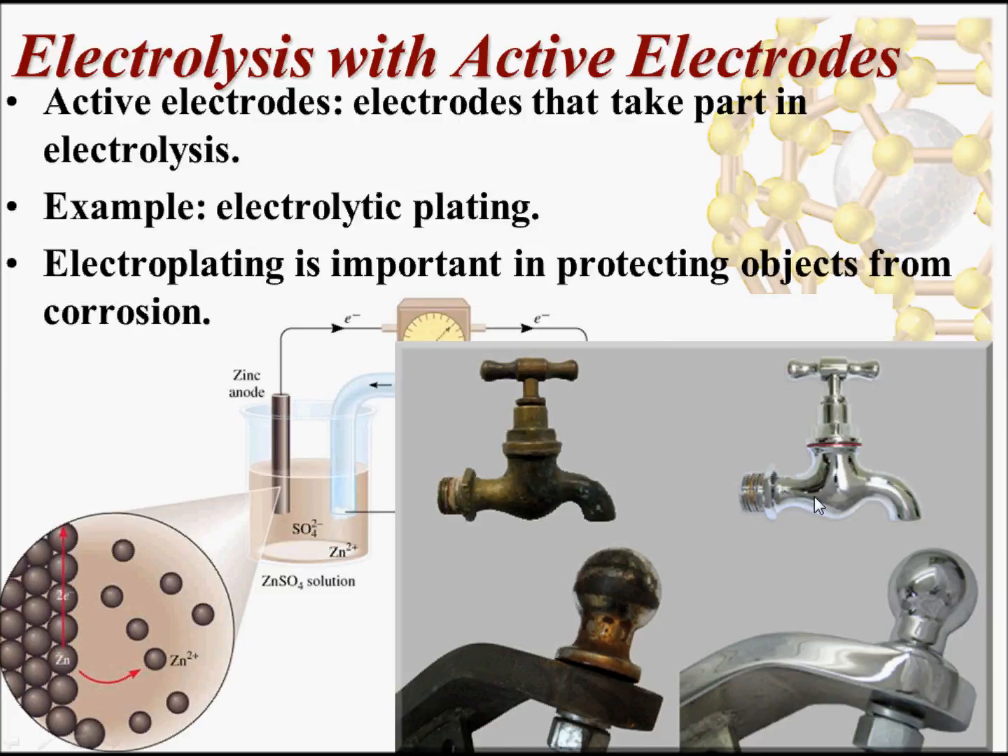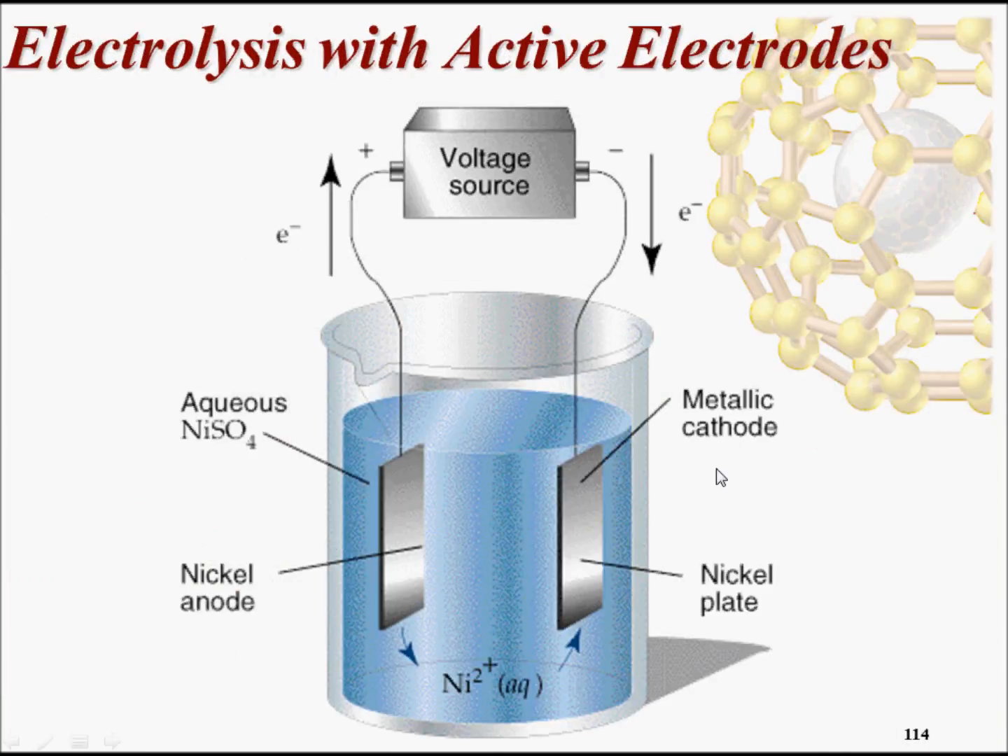Not only does it look prettier in some cases, but they're trying to get an outer layer of something that's less reactive to try to prevent corrosion. So electroplating is just an example of an electrolytic cell where you have an active electrode. And here's just another example of nickel plating something. We can apply the voltage source in one direction, and we can get some of the nickel ions from solution to form solid nickel, and they are going to form on that electrode and plate it.